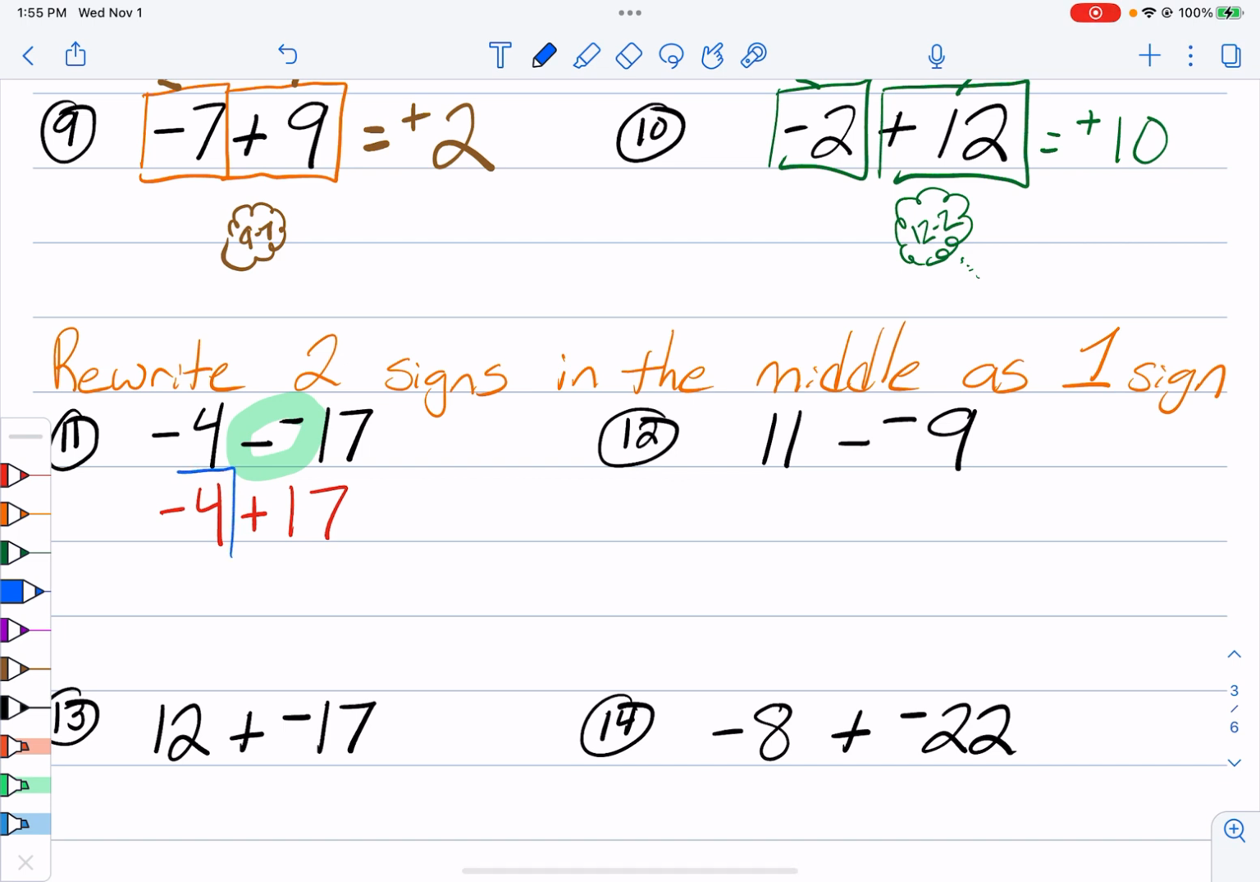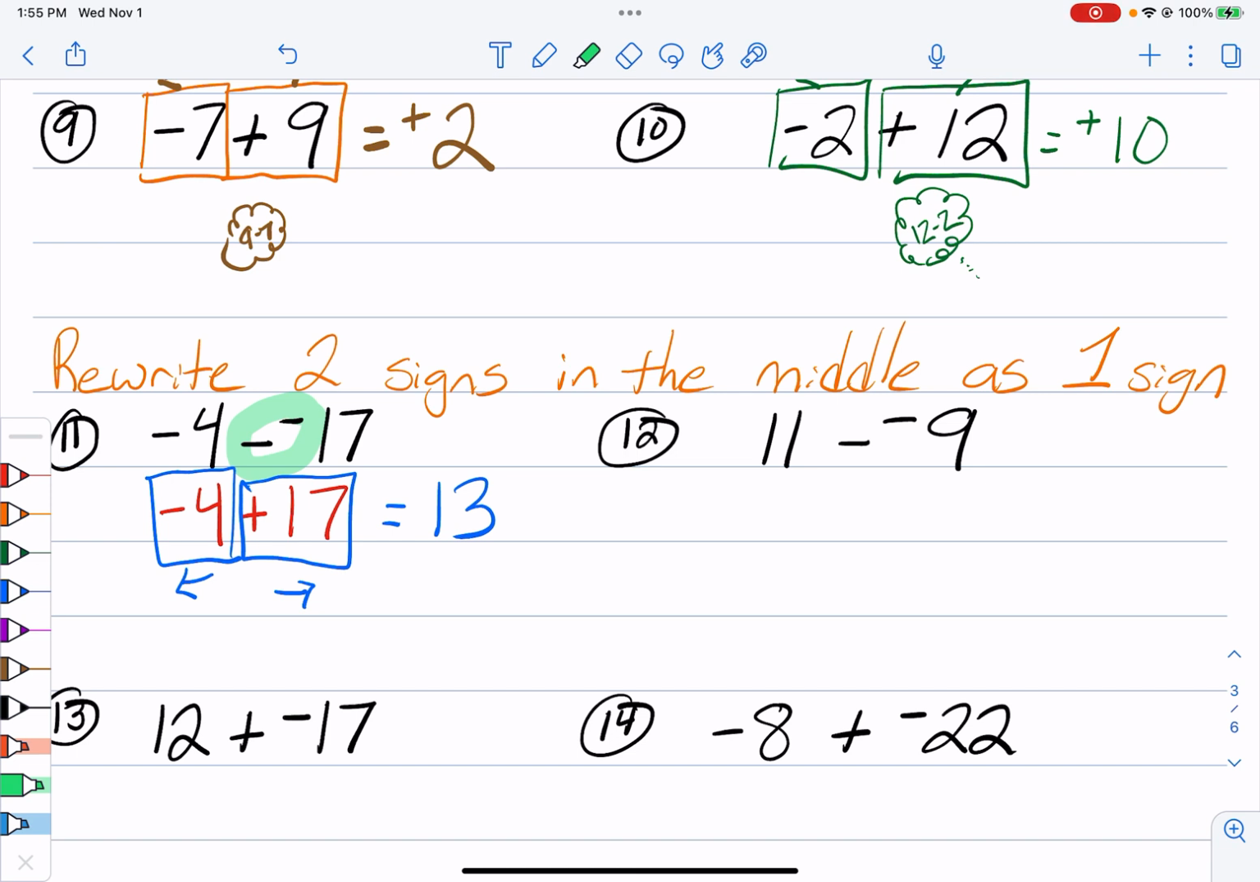So I now have a -4, which means a left number, and a +17, which is a right number. So if I went to the right more, my answer is going to be a positive. And how many more times did I go to the right? Well, 17 minus 4 is 13.